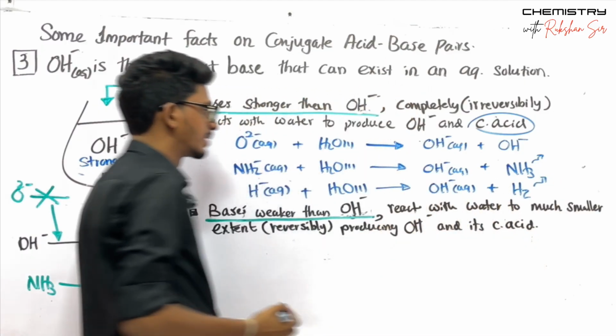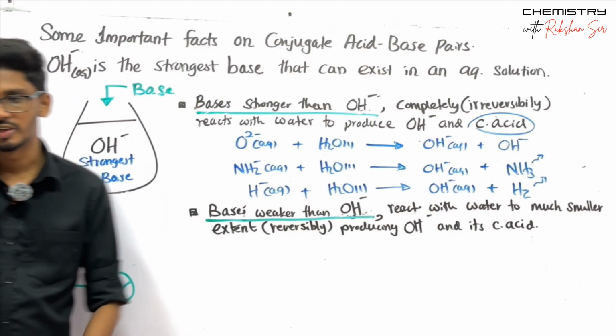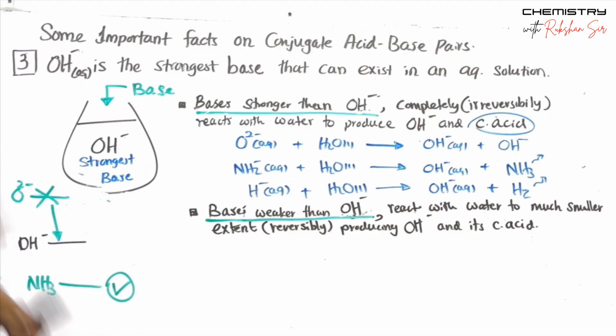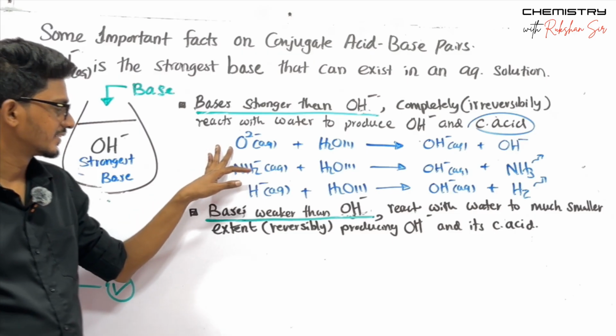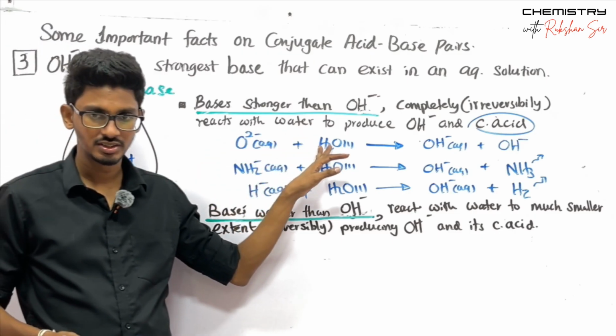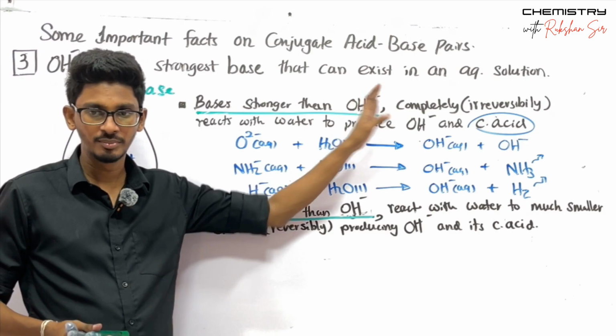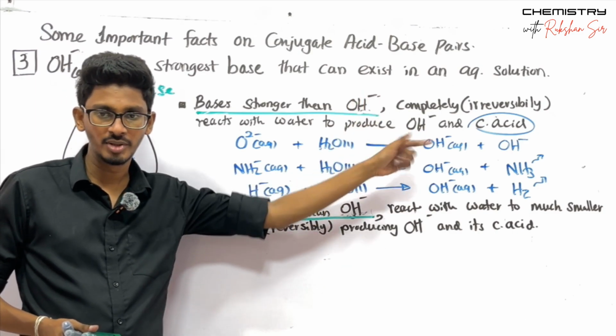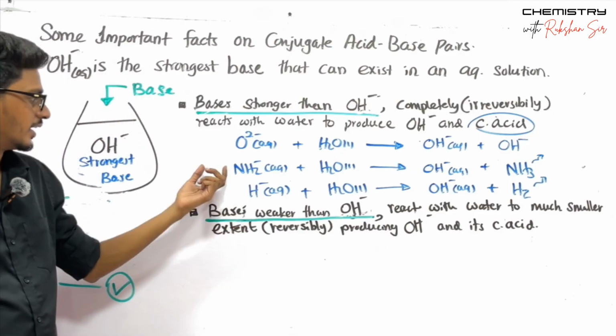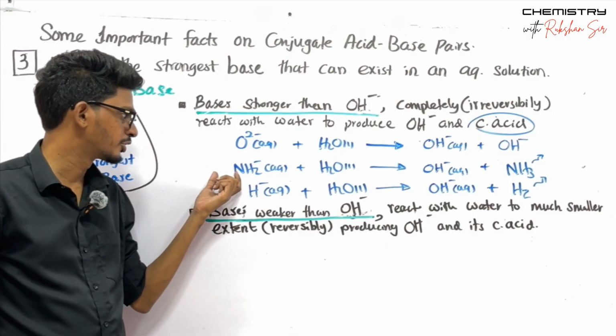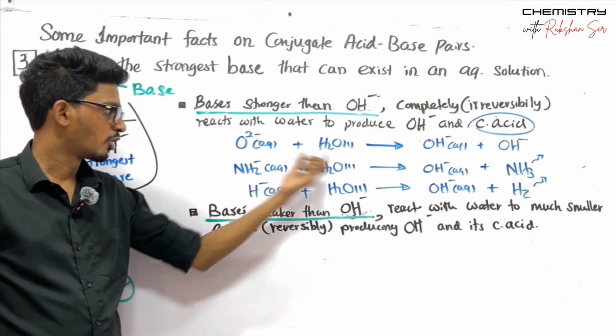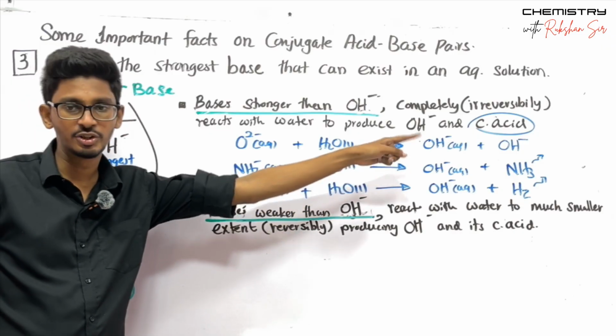These are some reactions that come up in inorganic chemistry. If sodium oxide is put into water, it will produce sodium hydroxide. If sodium amide, NaNH2, is put into water, it will produce NaOH and NH3.